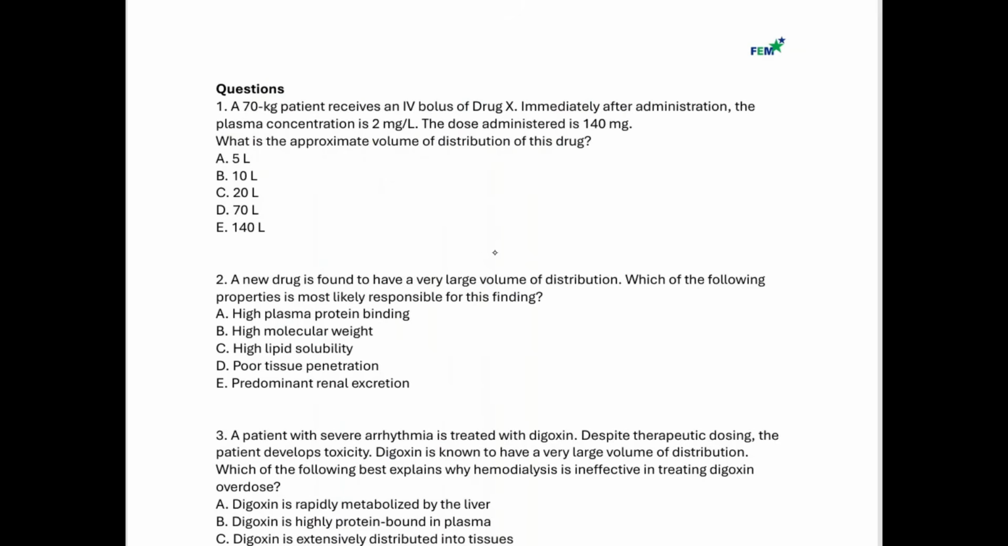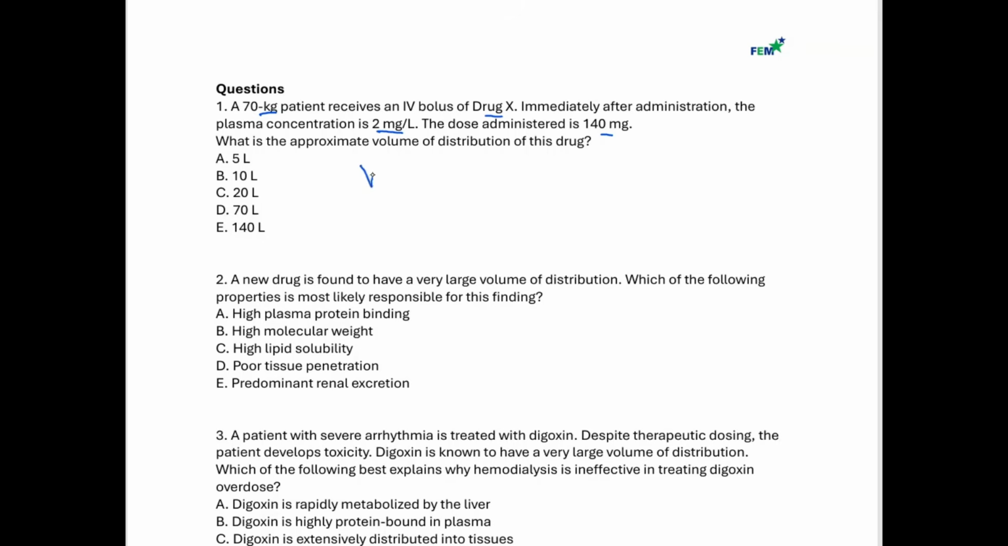So we've come to the end of today's lecture, guys. Let's do some questions together. The first question: there is a 70 kg patient who receives an intravenous bolus of drug X. Immediately after administration, the plasma concentration of that medication is 2 milligrams per liter. The dose administered is 140 milligram. What is the approximate volume of distribution of this drug?